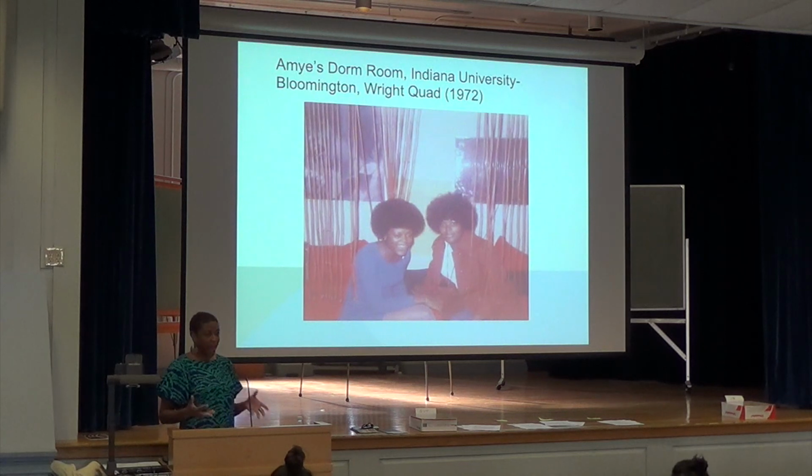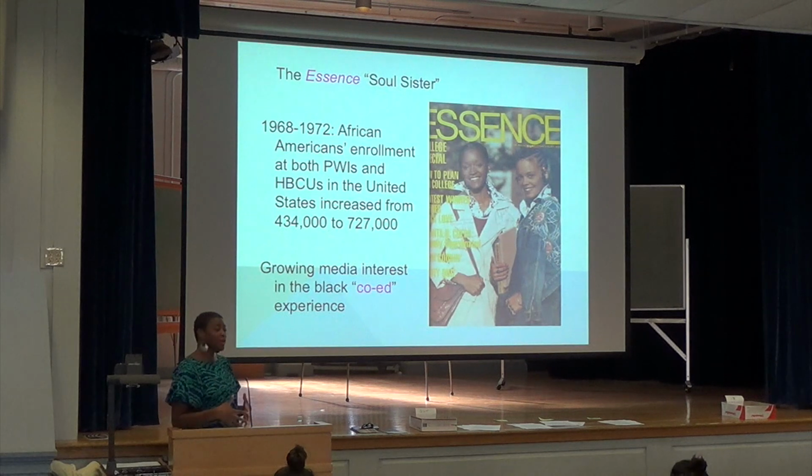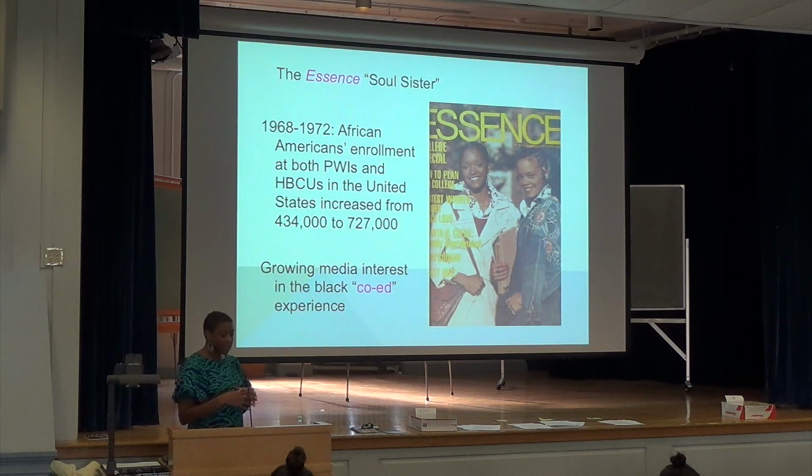So why does any of this matter? Well, it matters for a number of reasons. One reason is that this is a moment, and very few people recognize this, between 1968 and 1972, when my mother goes off to college, where African Americans' enrollment at both predominantly white institutions and historically Black colleges and universities in the United States increased from a little more than 400,000 to a little more than 700,000, with most of these students now attending predominantly white institutions.